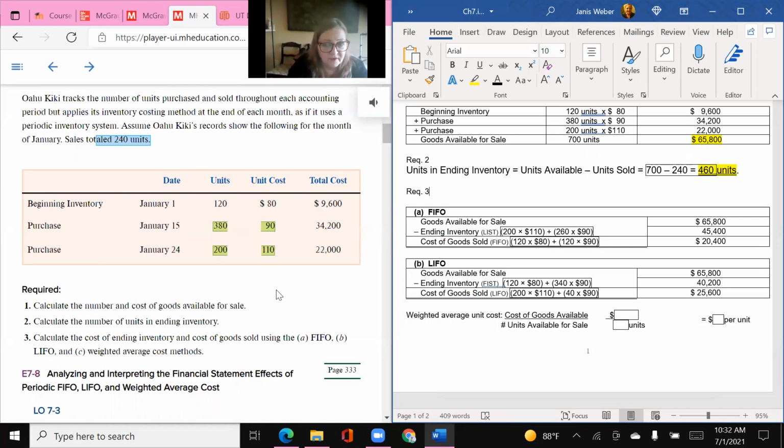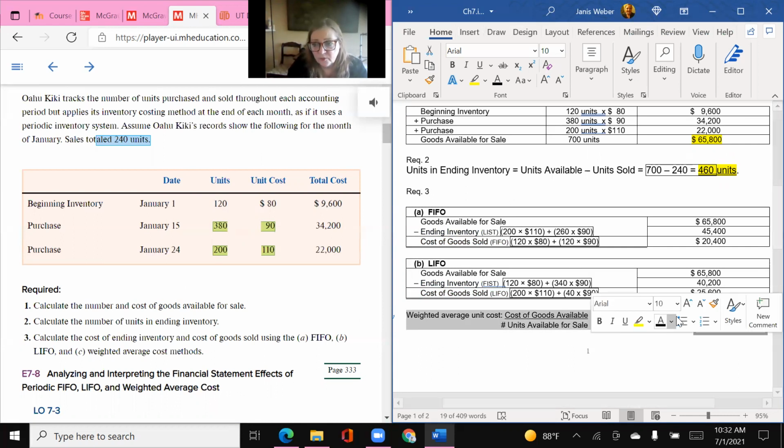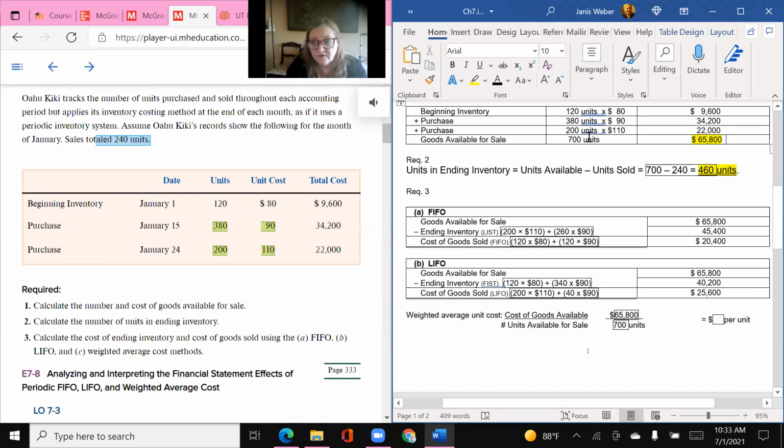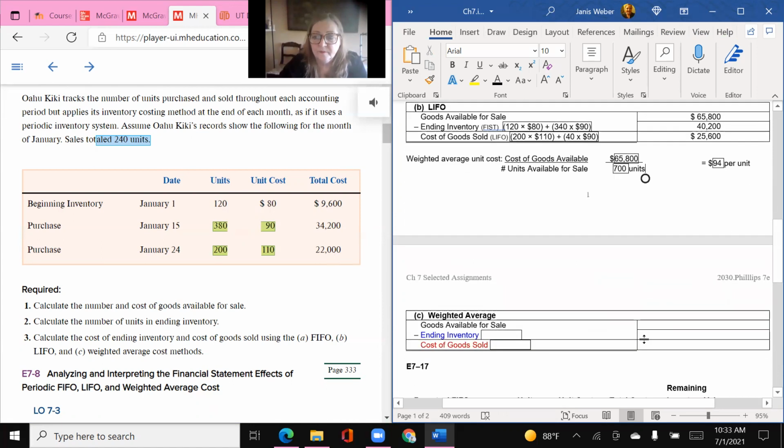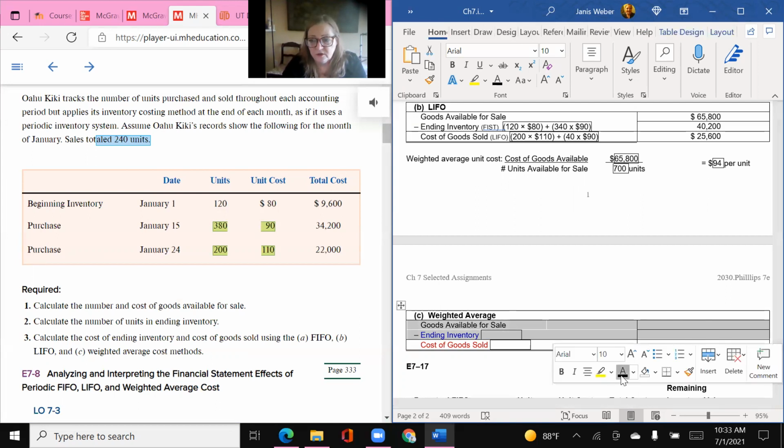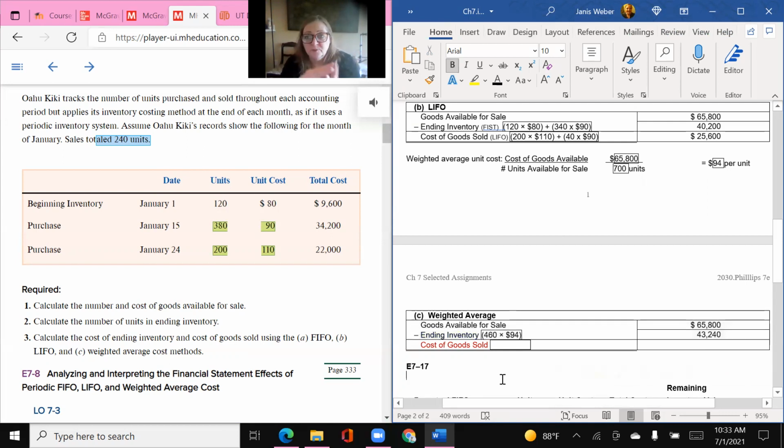Then calculate for FIFO, LIFO, and weighted average. So the weighted average calculation we had to come up with, we could have done that right up here on our table from this total of goods available divided by 700 units. And that would have given us our per unit cost for weighted average method. So again, goods available didn't change. $94 per unit is the weighted average cost.